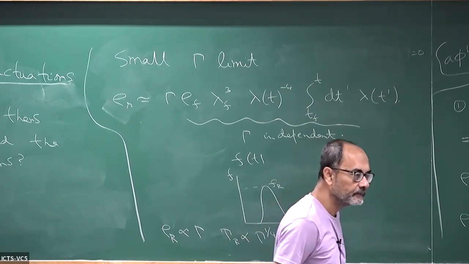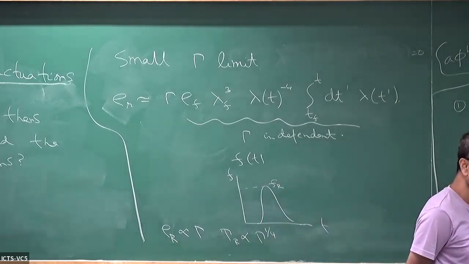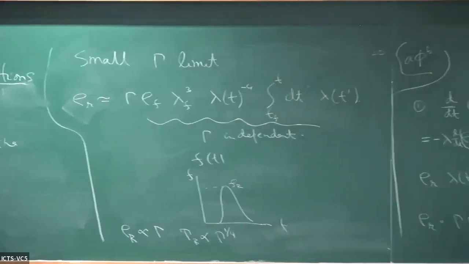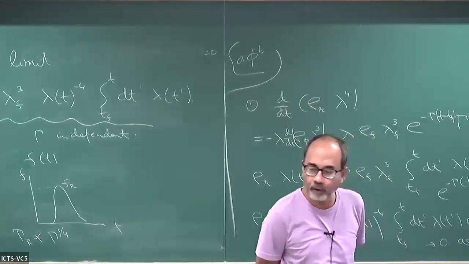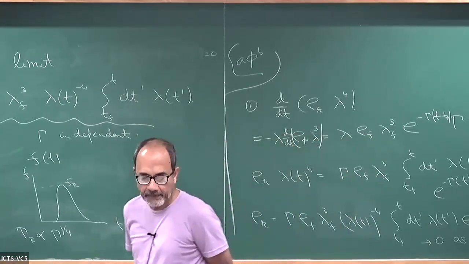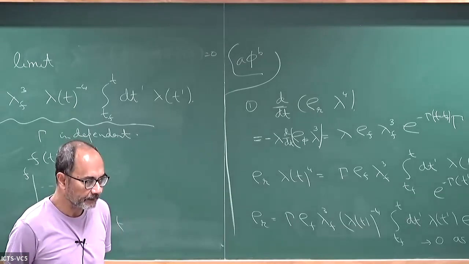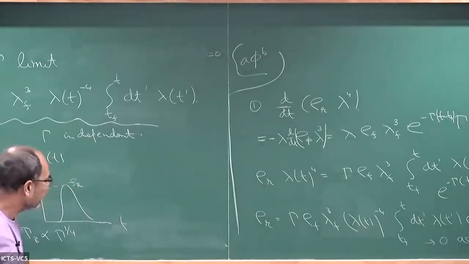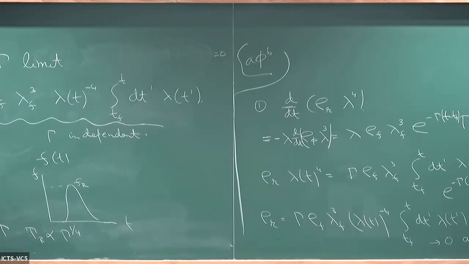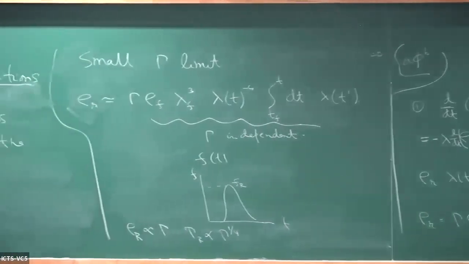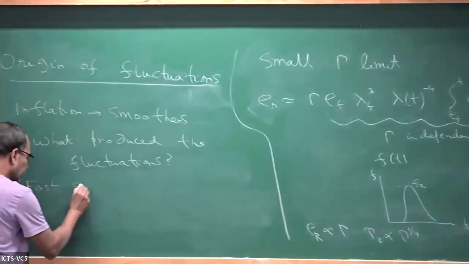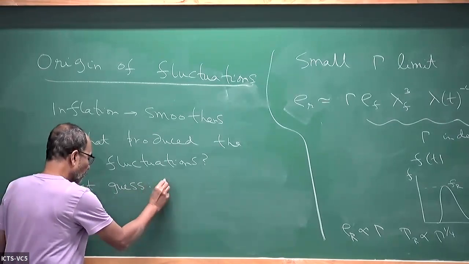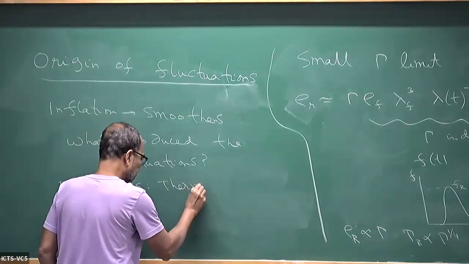Why do we need the fluctuation from the inflation? Even after inflation there are so many mechanisms going on up to CMB. Yeah, I'm going to discuss that, whether those mechanisms can produce the fluctuation that we see. So the first guess will be thermal fluctuations after inflation.